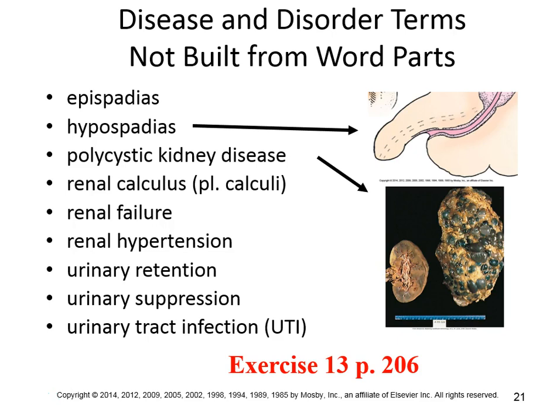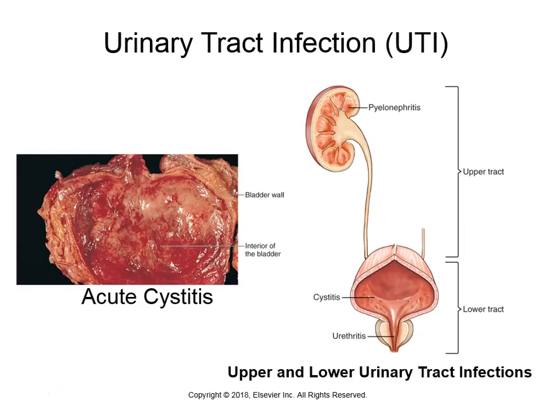And then a UTI, or a urinary tract infection, is very general. It just means one or more areas of the urinary tract is infected. You can have an upper and a lower UTI depending on where that is, but usually it has to do with the urethra, possibly the bladder. It becomes an upper UTI if it goes all the way up to the kidneys.